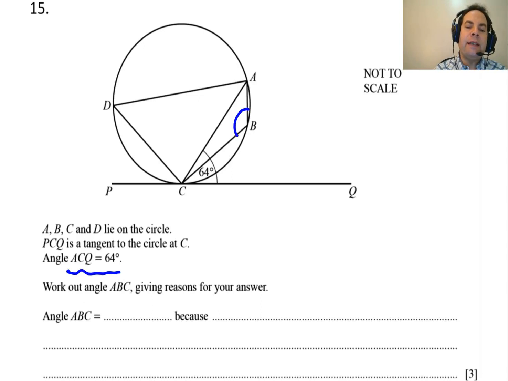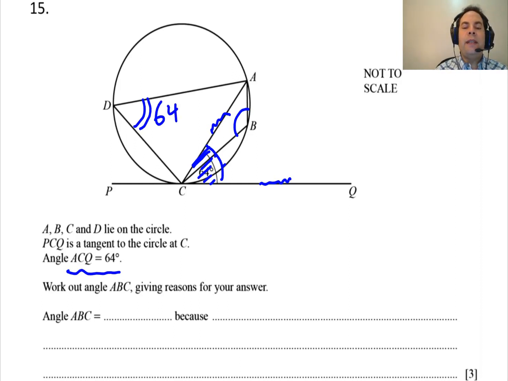Angle ACQ is 64. This angle is included between a tangent and a chord. The angle between a tangent and a chord is equal to the angle on the other side. This is called the alternate segment. So the measure of angle D is 64.